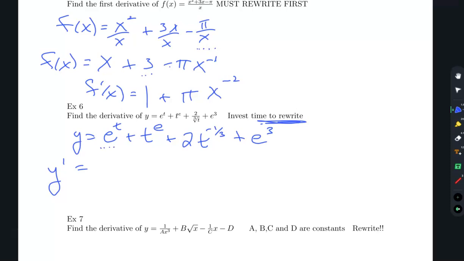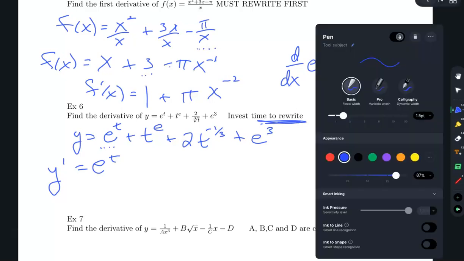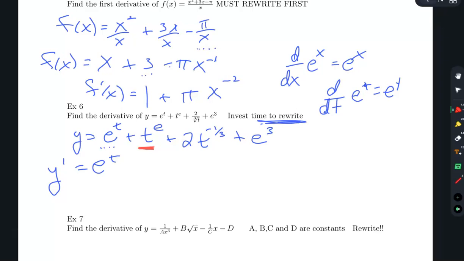Okay, so the derivative of e to the t, so let's remind ourselves, the derivative of e to the x is e to the x, so the derivative of e to the t will be e to the t. So I get e to the t. This term here, t to the e, that is the variable t to the number e. So we're going to use the fact that the derivative of t to the n would be n t to the n minus 1, right? So I'm going to bring that e down and then subtract 1 from the exponent. So notice that's all in the exponent, right?